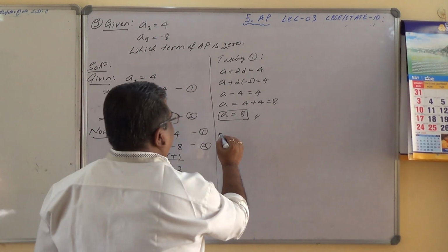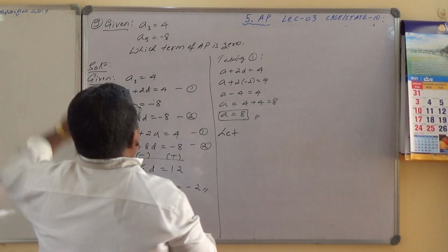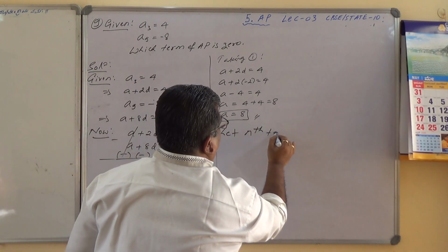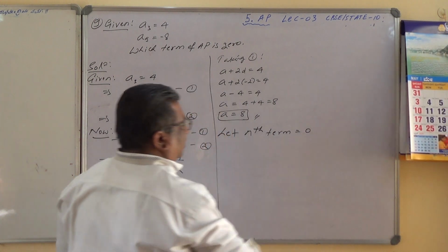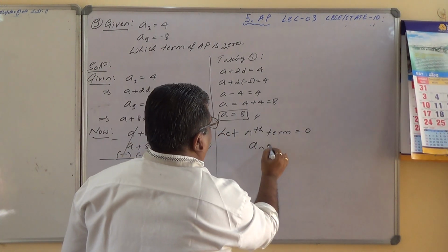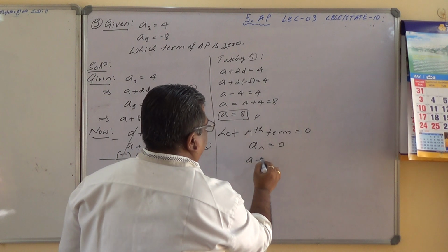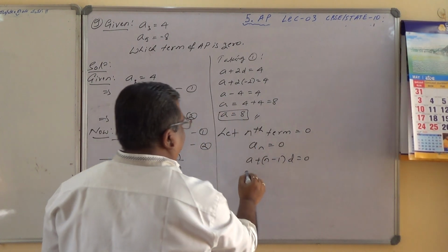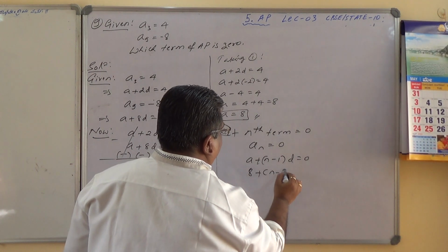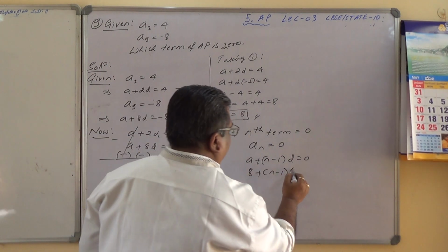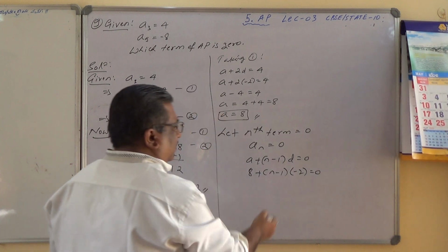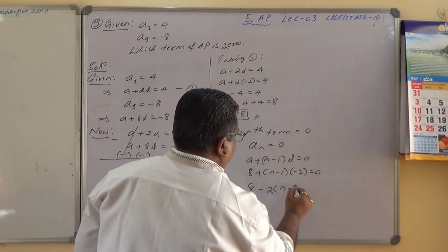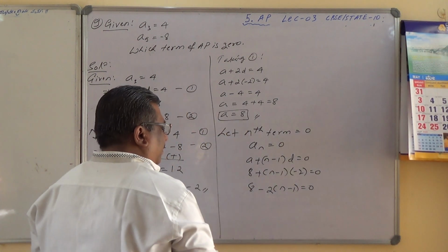Now, which term of AP is 0? Nth term. Let nth term equal 0. An equals 0. A plus n minus 1 into D equals 0. What is A here? 8 plus n minus 1, D is minus 2, equals 0. This minus comes this side. 8 minus 2 times n minus 1 equals 0.